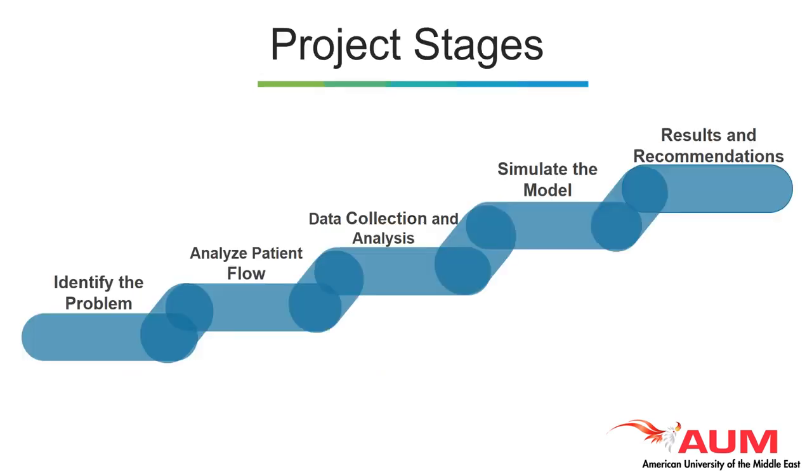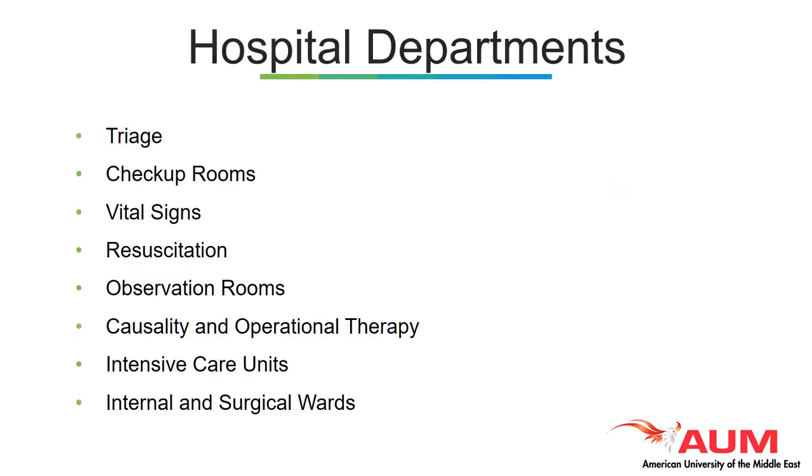Moving to the project stages, there are 5 stages in this project that we followed, starting with identify the problem, analyze patient flow, data collection and analysis, simulate the model, and end up with results and recommendations. In this hospital, we have several departments, which are triage, checkup rooms, vital signs, resuscitation, observation rooms, casualty and operational therapy, intensive care units, and internal and surgical wards.